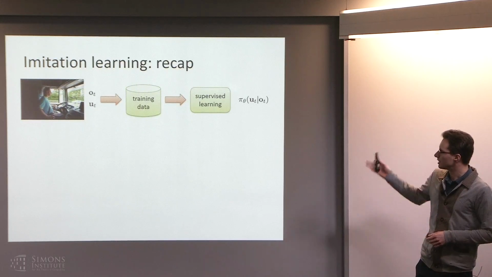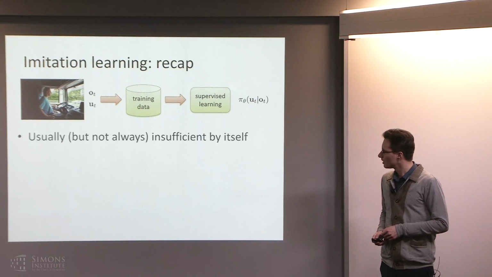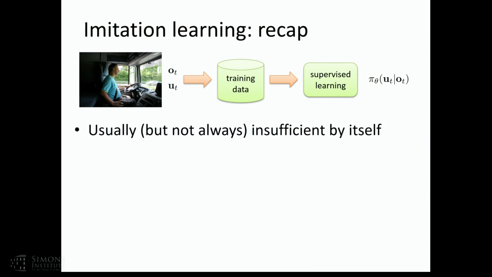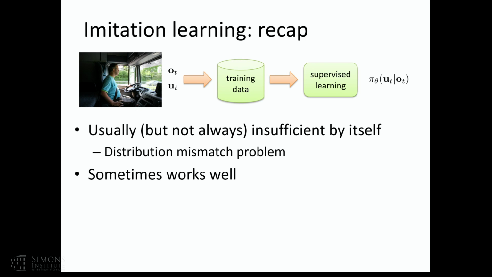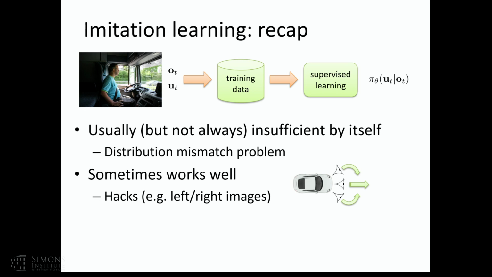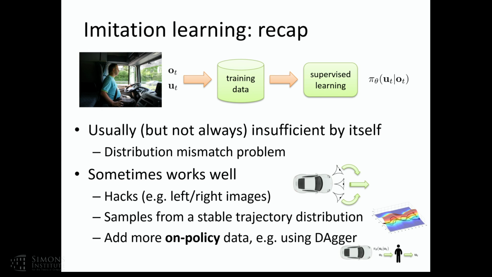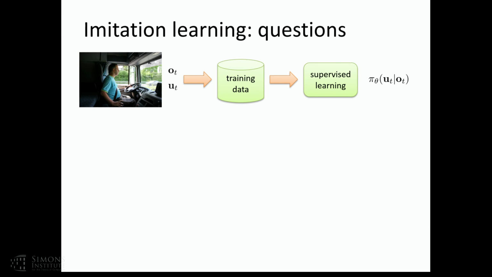So first, let's recap the imitation learning part of the talk. Imitation learning is usually but not always insufficient by itself. There are some theoretical reasons to suppose this is the case, like the distribution mismatch problem. Sometimes imitation learning works well out of the box if you're lucky. Sometimes it works well because you have clever tricks to make it work, like the cameras thing. And sometimes your trick is to sample from a stable trajectory distribution. Or you can use DAgger to actually solve the distribution mismatch problem.